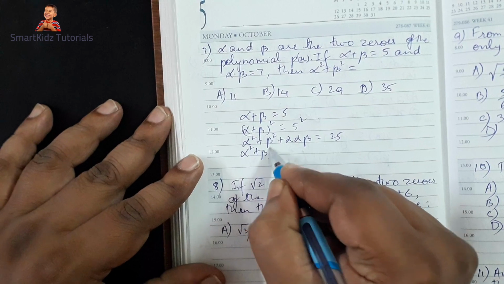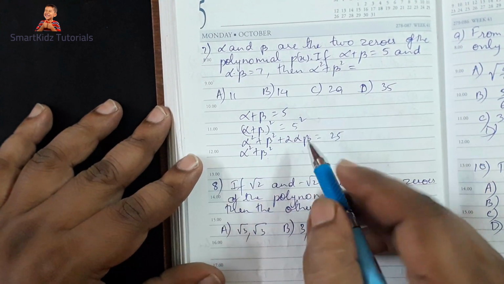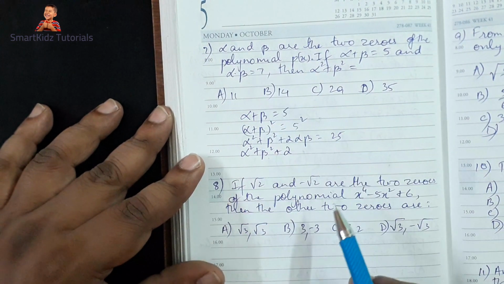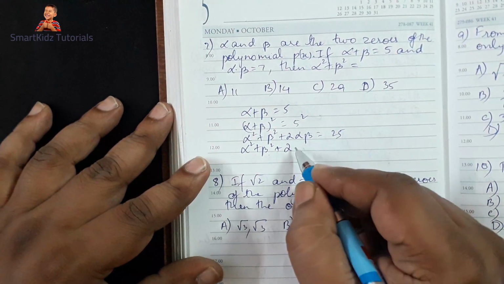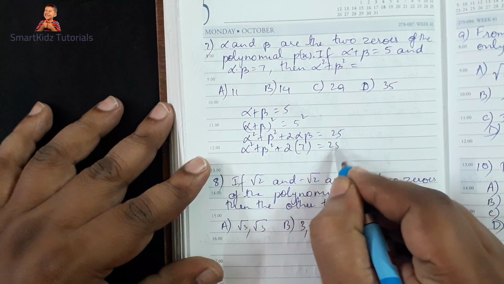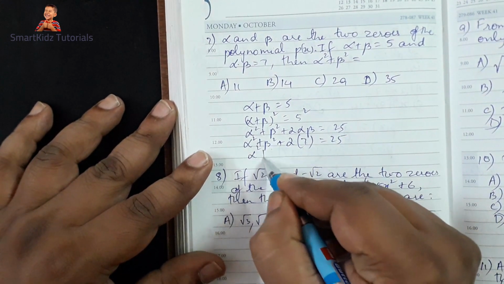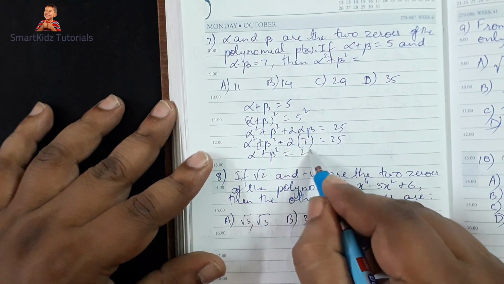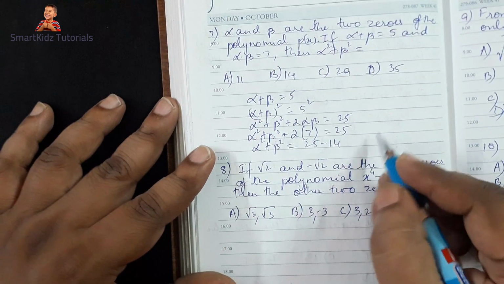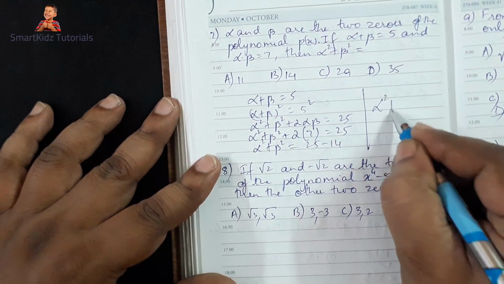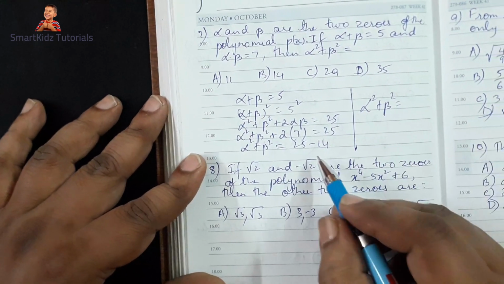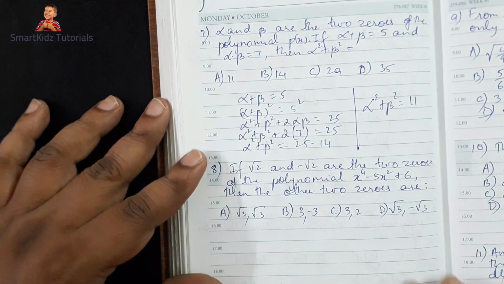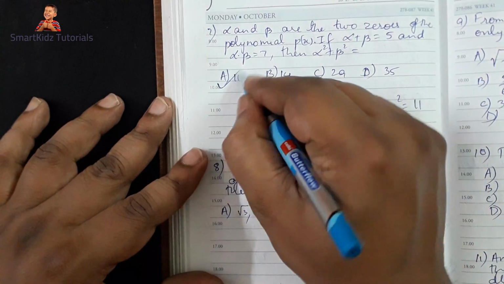Alpha square plus beta square, this is what we need to find out. Okay. Now alpha into beta is given as 7. So I'm going to substitute alpha beta, 2 into 7, equal to 25. So alpha square plus beta square, 2 into 7 is 14. So I'm going to take 14 on the other side. It will become negative. So which means we get alpha square plus beta square equal to 25 minus 14 gives us 11. In other words, our correct option is A, 11.